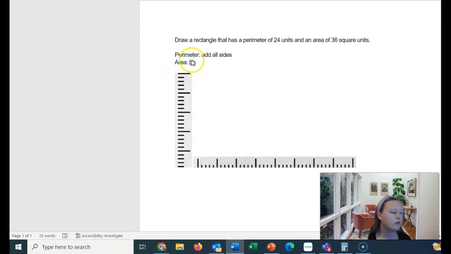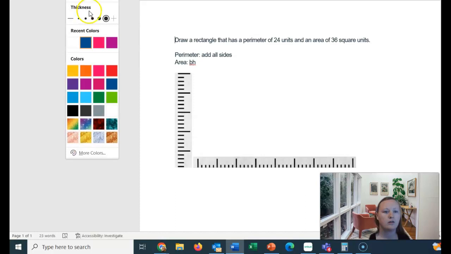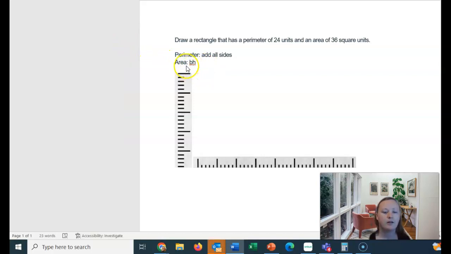What is area? We talk about this a lot. Area is BH. What does that mean when we see that BH? B stands for base and H stands for height. Now, why are they right next to each other? Because that means to multiply. So the way to find area is to do the base times the height.